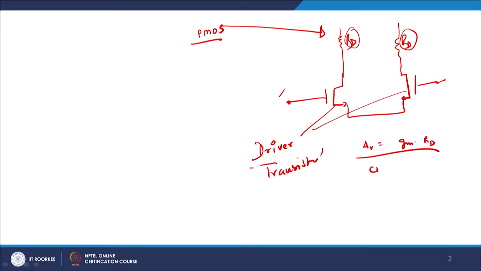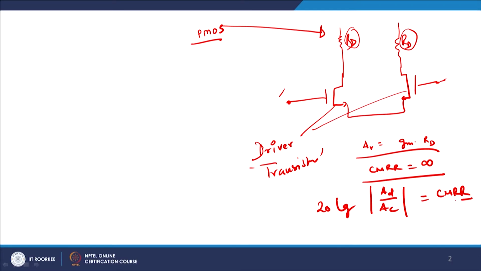Your CMRR is infinitely high because it is basically defined as AD by AC. If you take it in dB, then it will be 20 log of AD by AC, and this equals your CMRR. This is typically a very high quantity, approximately 10 to the power 5 or 6. Ideally this should be infinitely large.